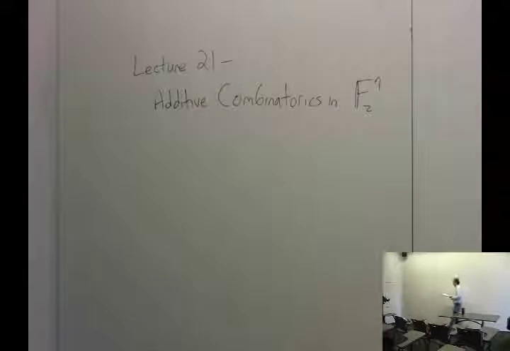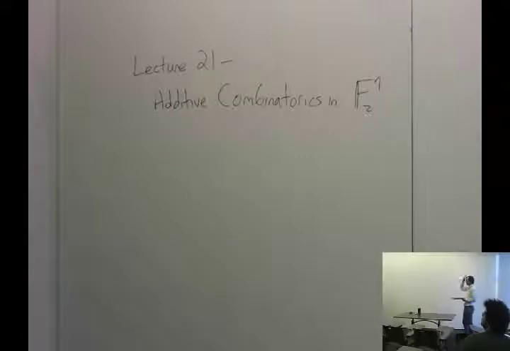So we're going to do it in the setting of F2 to the n, and we're going to mostly talk about this issue of what it means to be an approximate subgroup in this group. You should think of F2 to the n either as a group, or as a vector space over the field F2.